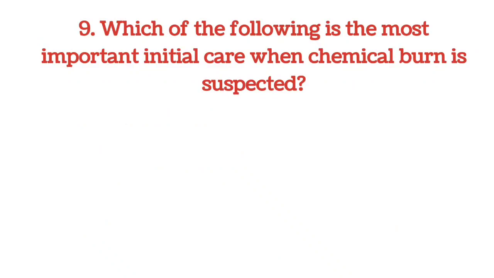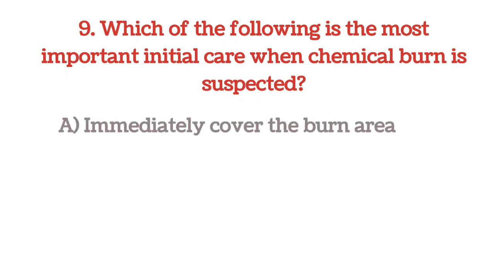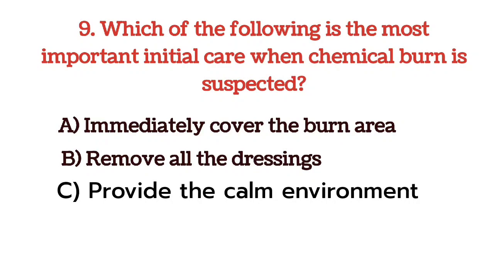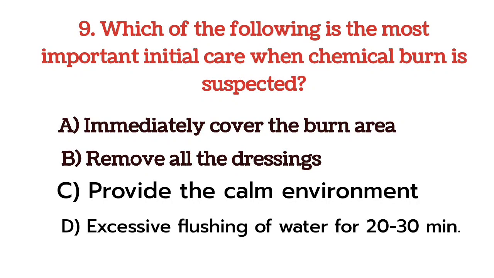Which of the following is the most important initial care when chemical burn is suspected? The options are immediately cover the burn area, remove all dressings, provide the calm environment, and excessive flushing of water for 20 to 30 minutes. And the correct answer is option D, excessive flushing for 20 to 30 minutes.